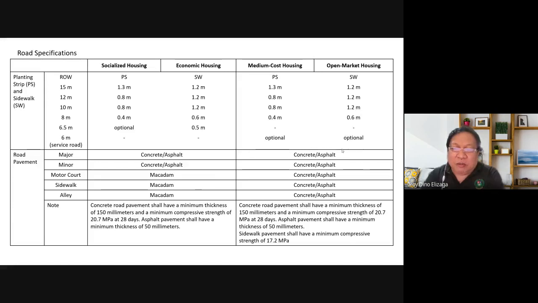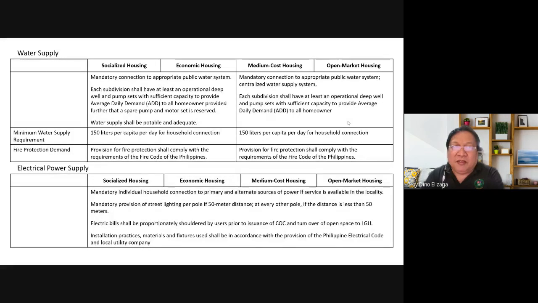Okay, so there's no problem here with road pavement. It's either concrete or asphalt for medium cost and open market. Okay, so we will have a special lecture about utilities in a subdivision.